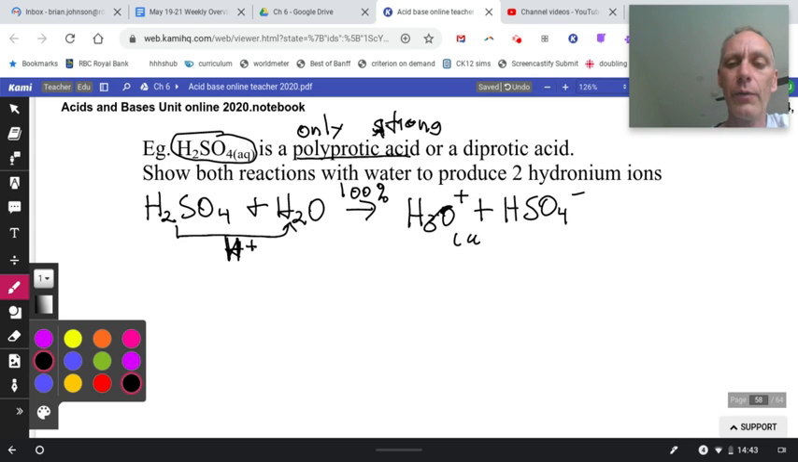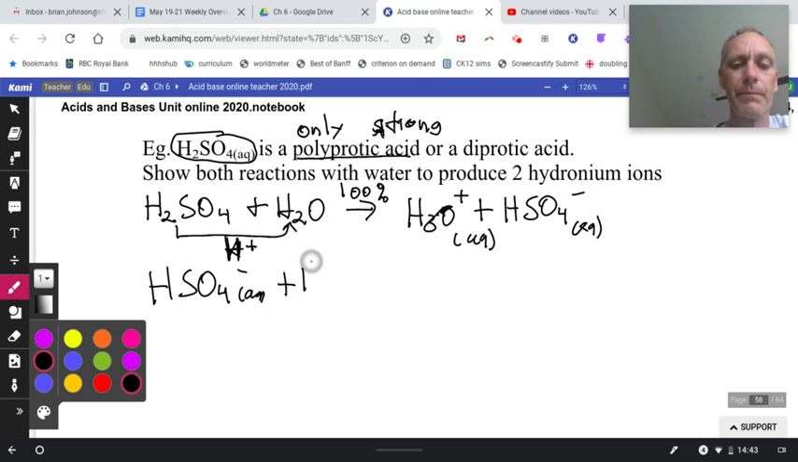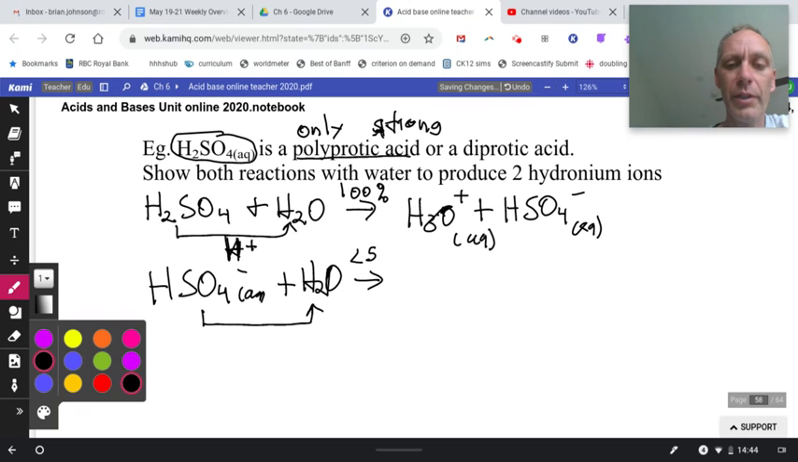Okay, so now if you had to guess, this one's polyprotic, so it has the second proton to donate. So we've got HSO4 minus, and that one can react with water. What percentage, if you had to guess? First one is 100%. What's the next one? If you guess less than 50, you would be correct.